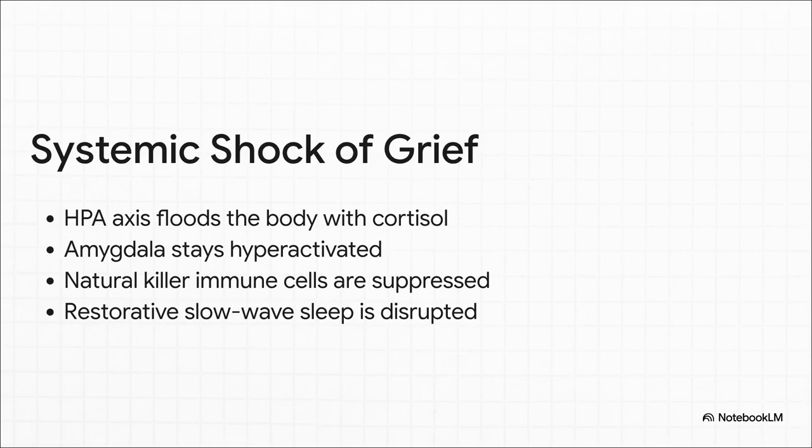And being stuck in that sympathetic shock is biologically devastating. First, your body is just absolutely flooded with cortisol. Your amygdala stays hyperactivated, so you feel like there are threats everywhere. Amazingly, your immune system, specifically your natural killer cells, gets suppressed, which makes you incredibly vulnerable to actually getting sick. Plus, your slow-wave sleep gets totally disrupted. Without that deep sleep, your brain can't consolidate memories, which creates that thick, heavy fog of grief. In fact, neuroscience tells us that the brain doesn't even have a separate circuit for emotional loss. To your brain, social pain shares the exact same neural coordinates as a fractured bone. It's a literal survival mechanism.